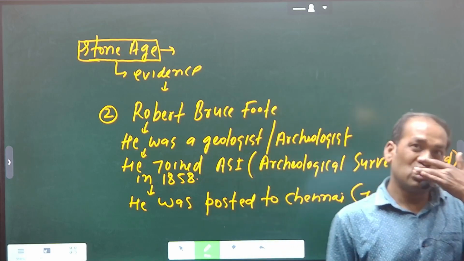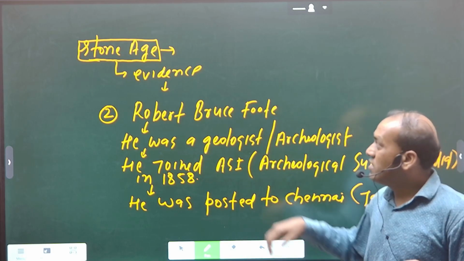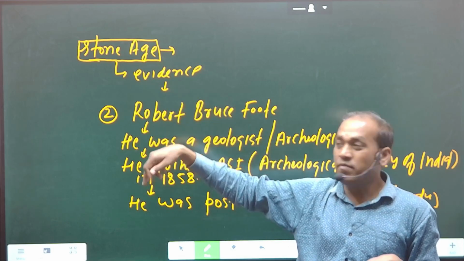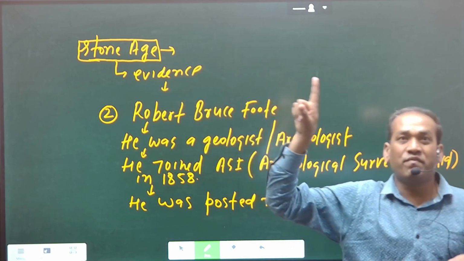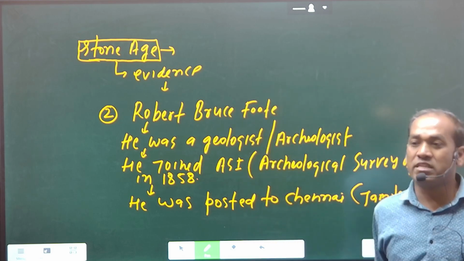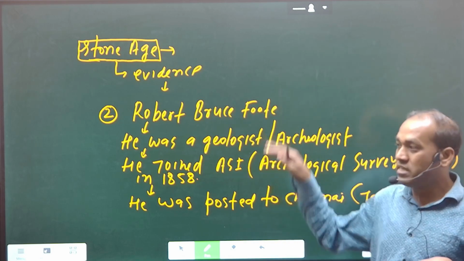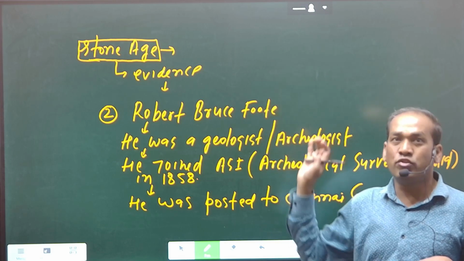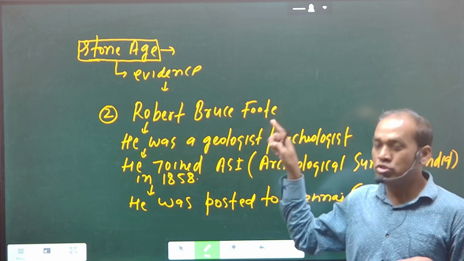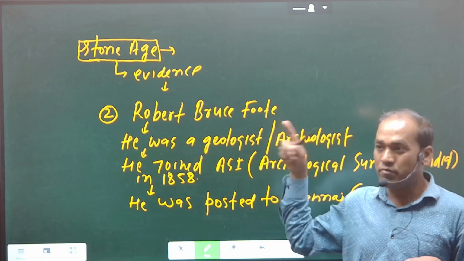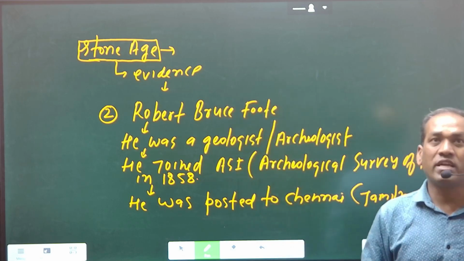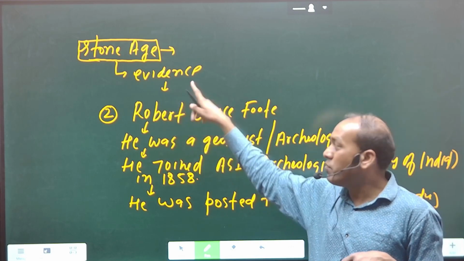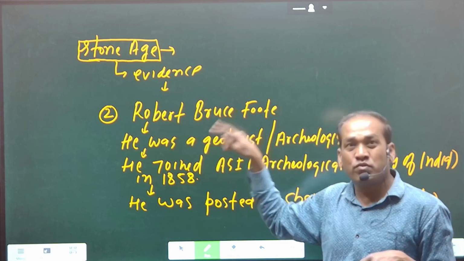Okay, so the first evidence related to Stone Age existing in India we found from the archaeological site of Bori, Pune district, Maharashtra. From there we have discovered so many tools made of stone, and those tools were used for hunting and gathering by primitive man. Okay, we have another evidence here, and in the form of evidence, Robert Bruce Foote is here.